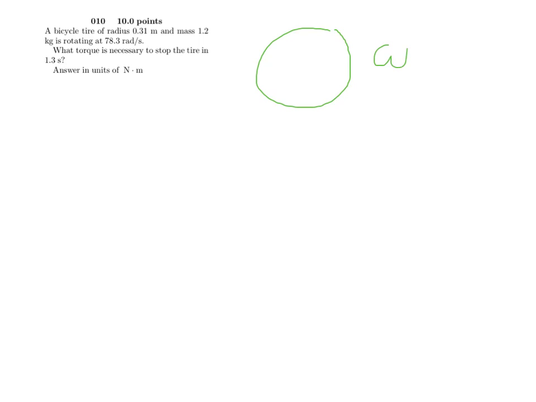So that's my initial omega. What torque is necessary to stop the tire in 1.3 seconds? So the time is going to be 1.3 seconds. And I know that my final omega is going to be 0, and I'm looking for the torque. Well, I don't have any equation that just gives me torque, but if I can solve for my alpha, then I can do torque equals I alpha. So just like F equals ma, torque equals I alpha. So I can solve for that.